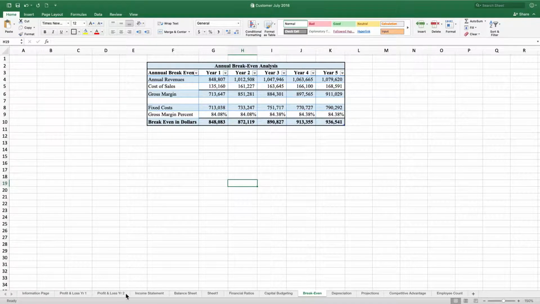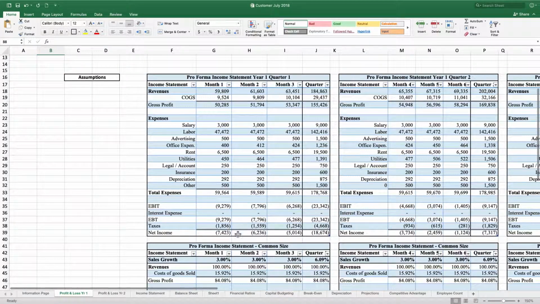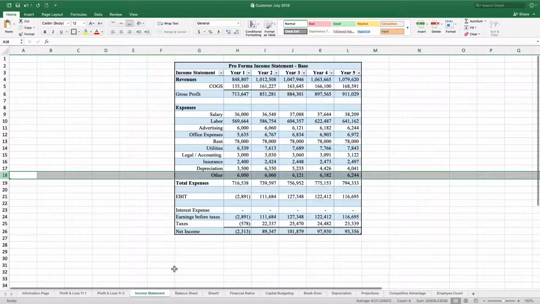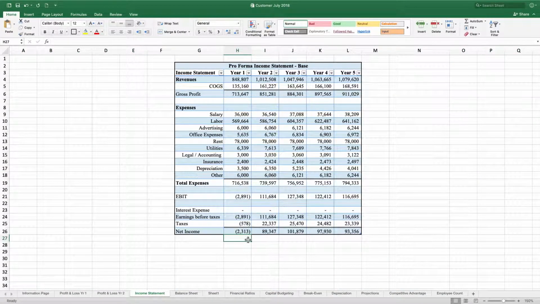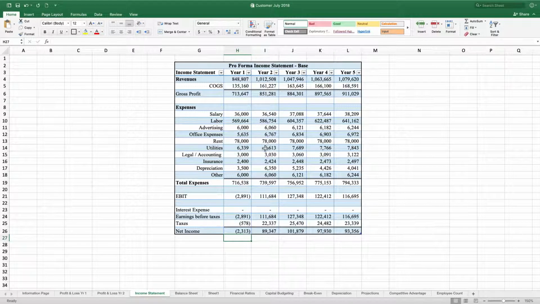However, when we take a look at our income statement, we're seeing that we have a net loss here of approximately $7,400. So we're a little bit off. Let's take a look at the income statement. We're about $2,000 off with revenues of about $848,000. Not too bad of a situation when we're just trying to get a ballpark of what your break-even is going to be. So hopefully this information is helpful.